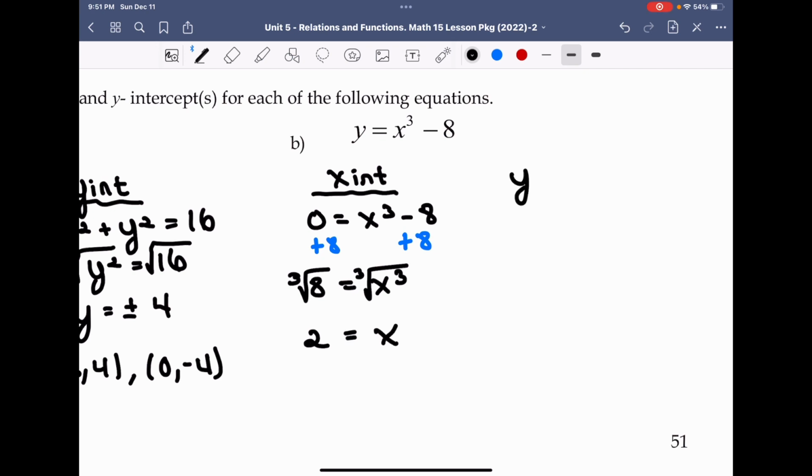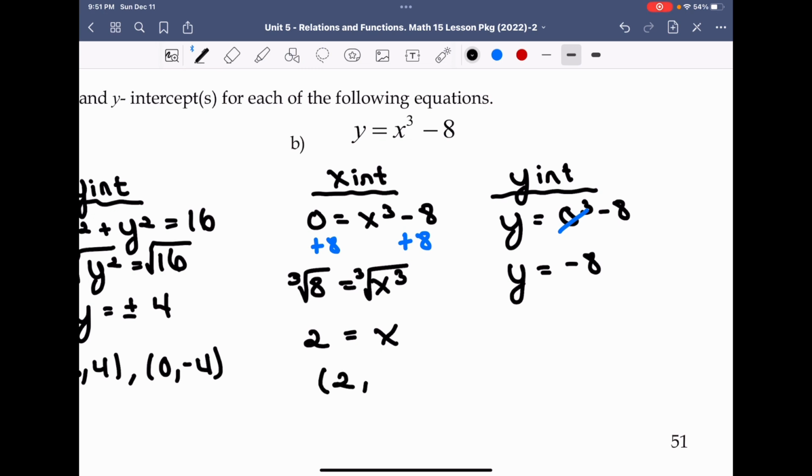For the y-intercept, I'm going to do the opposite. I'm going to set x equal to 0. So we have y is equal to 0 cubed minus 8. 0 cubed is just 0, so that eliminates away, and I get y is equal to negative 8. Now if I wanted to write these both as ordered pairs, my x-intercept would be written as 2 and 0, and my y-intercept would be written as 0 and negative 8.